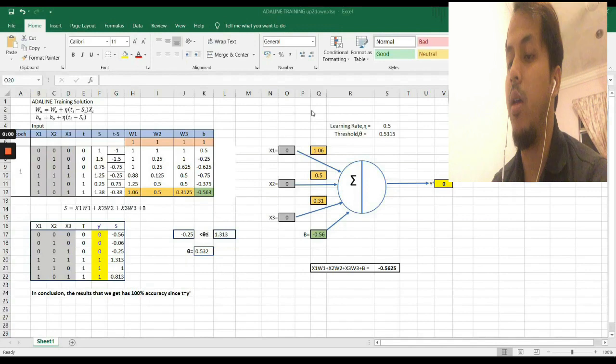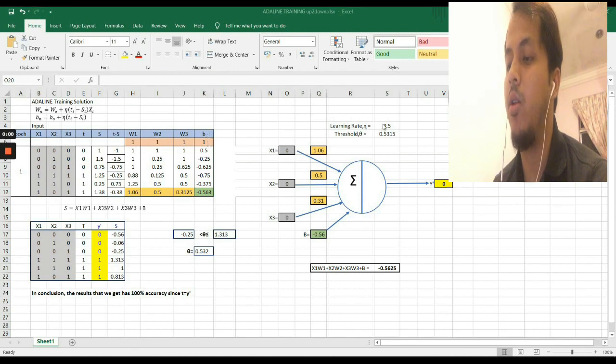This is the Adaline training solution that we use in Excel. First, we apply from the up row to the down row. This is the value class of 0 0 0 1 1 1. Weight 1, weight 2, weight 3 are 1 respectively, and the value of the bias is also 1.